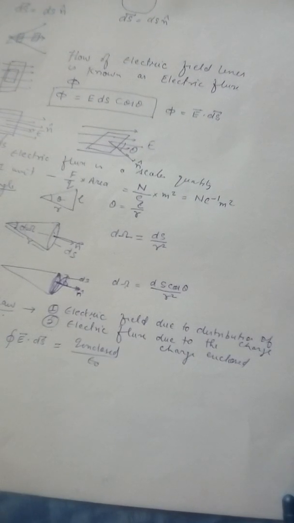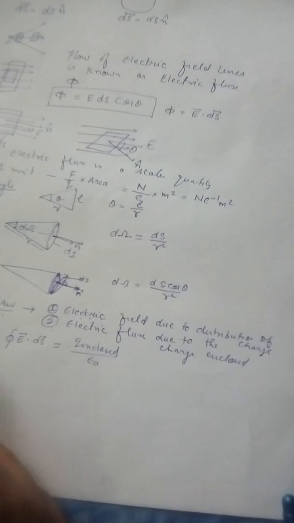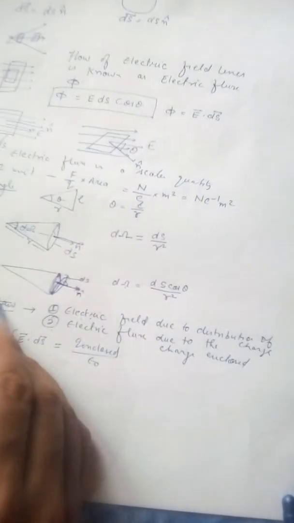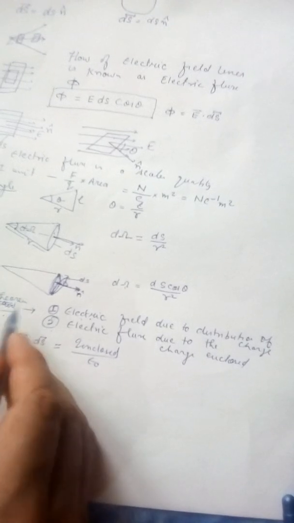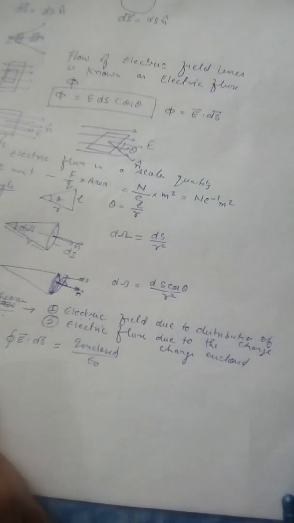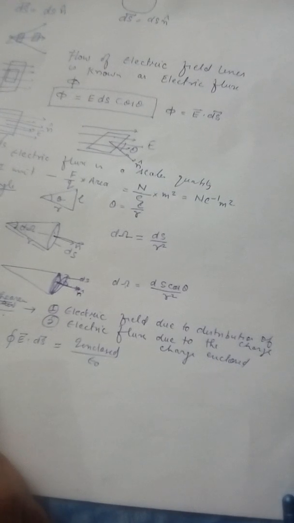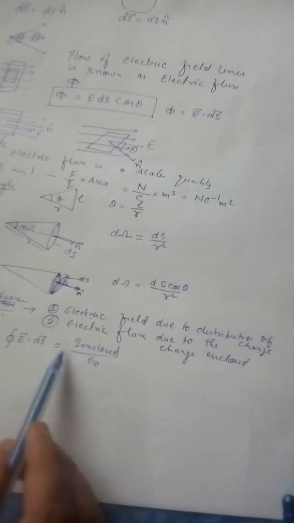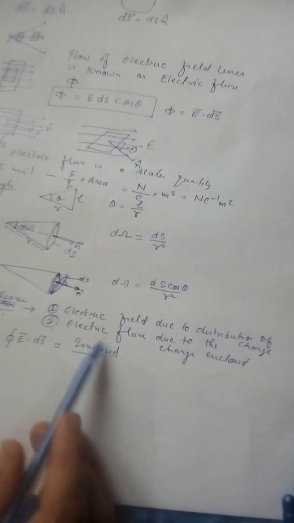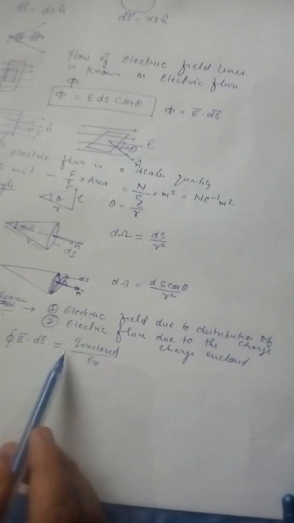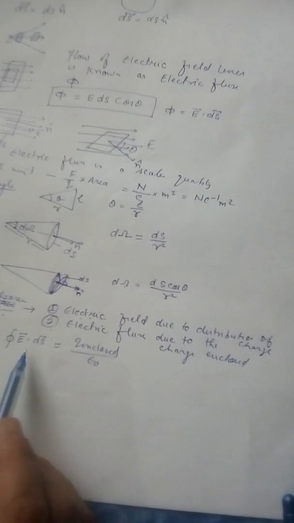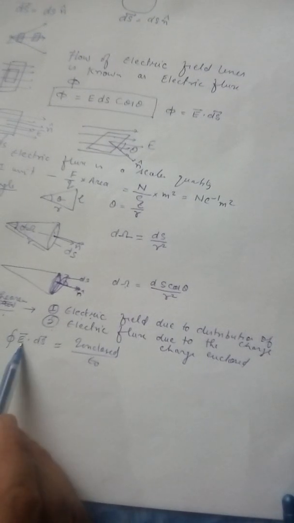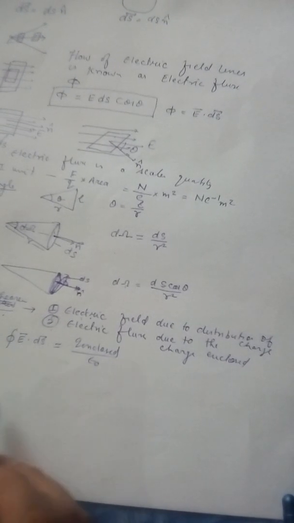So what is Gauss law? You can see Gauss law, or better to write Gauss theorem, gives the formula to find electric flux, and that is equal to closed integral of E ds, and that is equal to q by epsilon naught. So this is a very simple formula to calculate electric flux or electric field. By integrating this term, you can find the electric field.